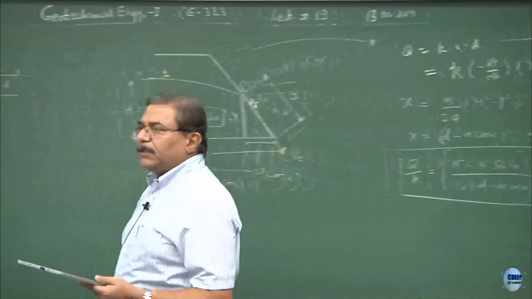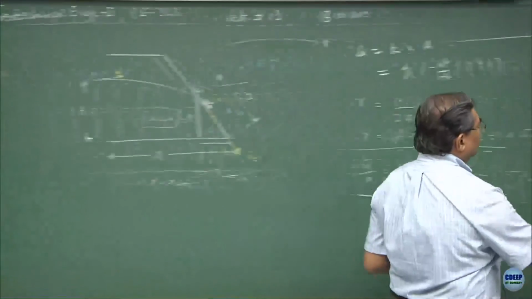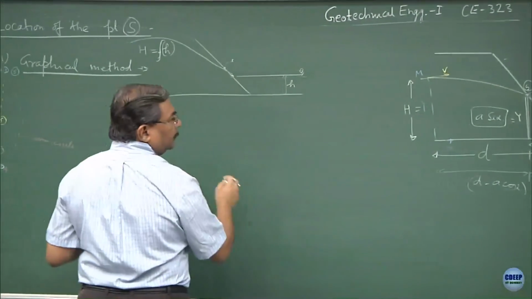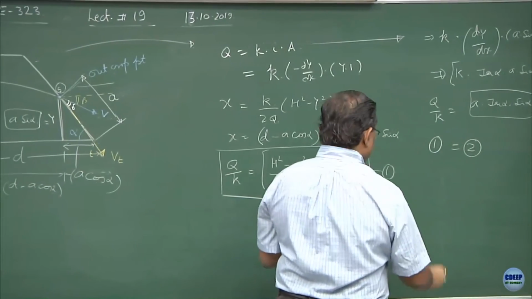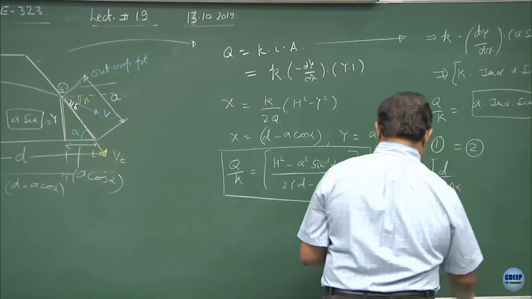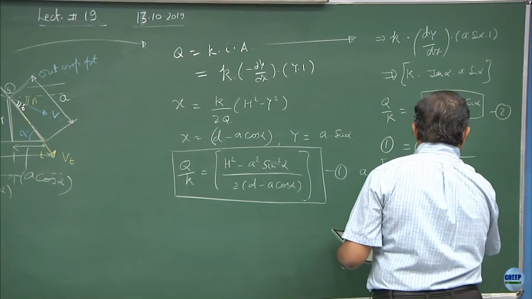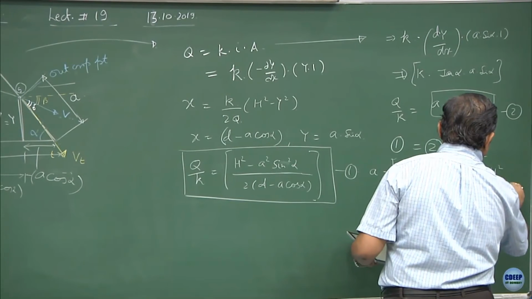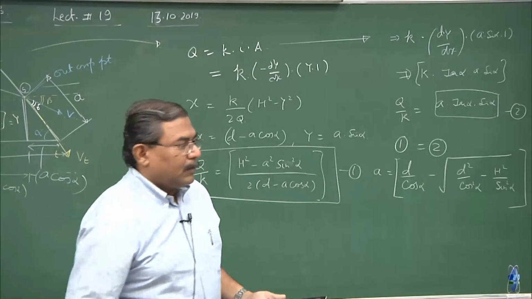So, I am defining the discharge in two ways. If I equate these two, I will be getting an expression, and the final expression would be A is equal to d by cos alpha minus under root d square by cos square alpha minus h square by sin square alpha. So, this is the expression which gives you the value of A.